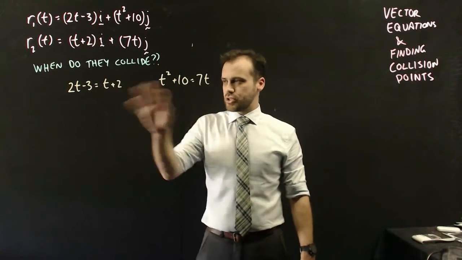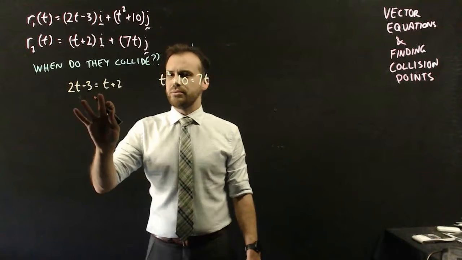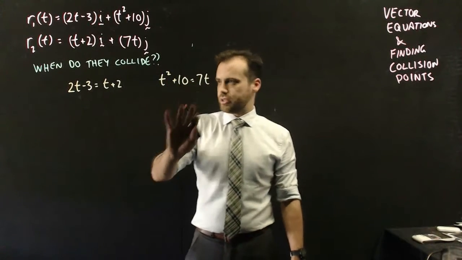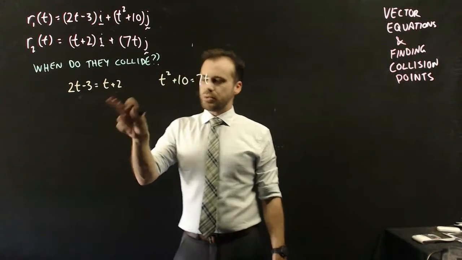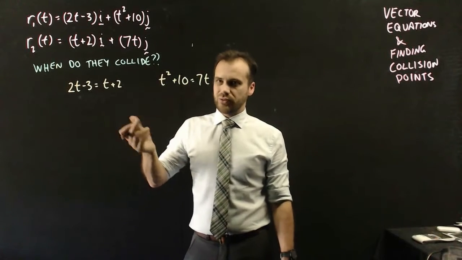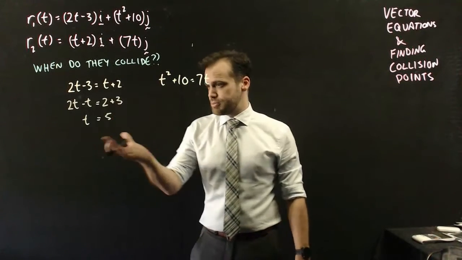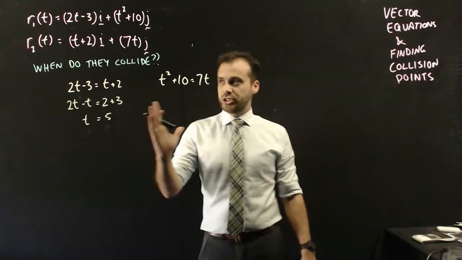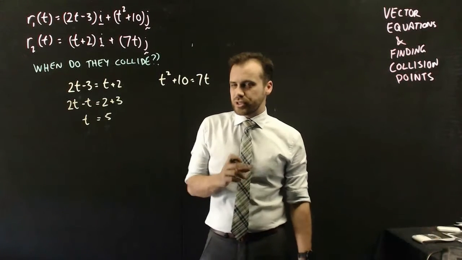Now, we can solve either of these. So look, there's just one variable here, t, and just one variable here. This is a quadratic. This isn't. So this one's going to be easier to solve, and it's really straightforward. So what does this mean? Well, it means that at time 5, they share an I coordinate.